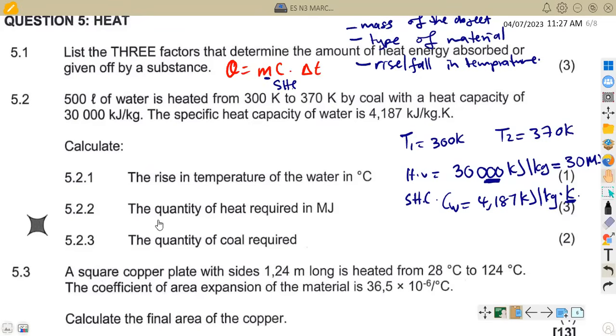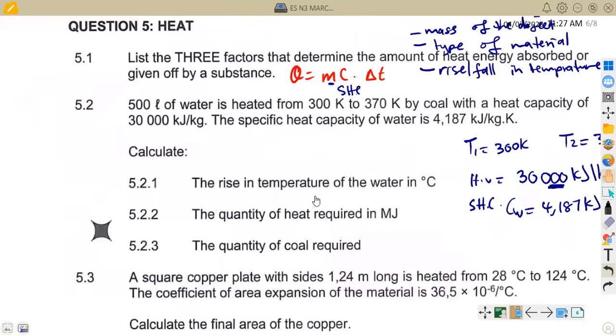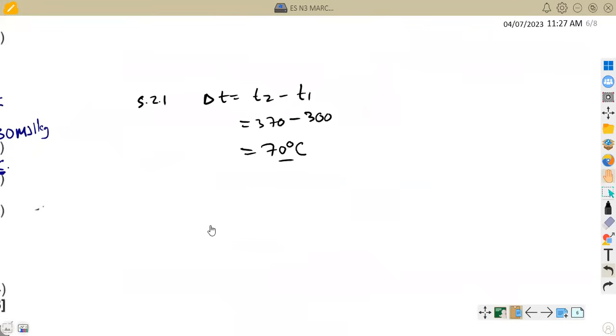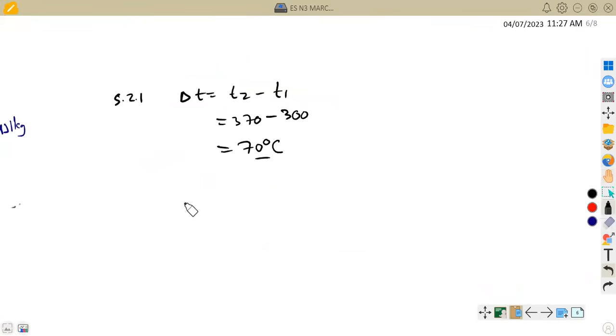Okay, but still it's fine because if you've got information that you can use to obtain an answer, then it's okay. 5.22, the quantity of heat required in megajoules. So we are now back to Q, the quantity of heat, which is given by mass times the specific heat capacity times the change in temperature. This is the specific heat capacity for water.